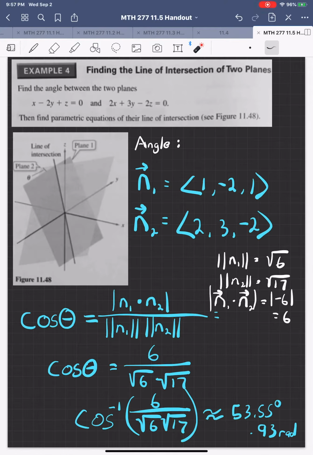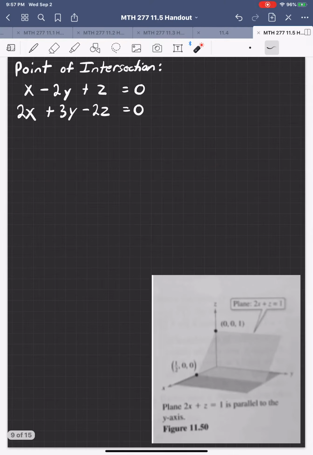Okay, so we found the angle between the planes, but we now need the line of intersection, if there is one, right? I mean, it's possible that the planes are parallel to each other and they never intersect. But how do we find the point of intersection? I say point of intersection, but it's actually going to be a line of intersection.